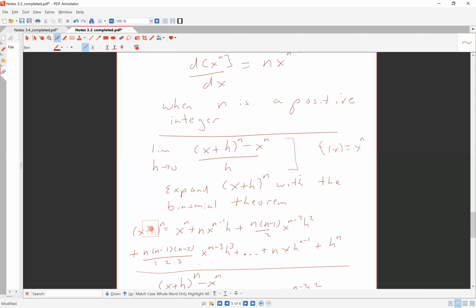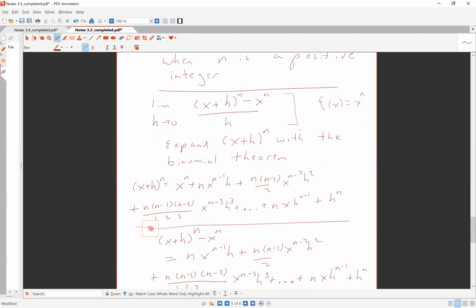So how do I expand this? You have to expand x plus h raised to the nth power. There's this famous binomial theorem. If you expand x plus y squared, there are 3 terms. You expand x plus y cubed, there are 4 terms. If we expand x plus h raised to the n, there are actually n plus 1 terms. The only term that's going to matter, as it turns out, is the one that I just underlined there.